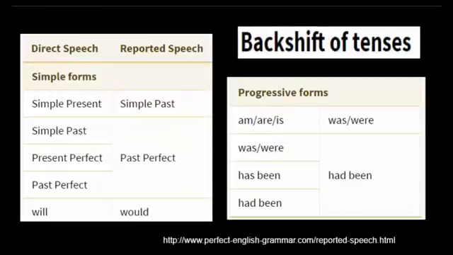But what I want you to understand, in progressive forms, the be will change: am, is, are will change to was, were, past. And these were just the past perfect. So these are all the examples. These are the rules for backshifting tenses.